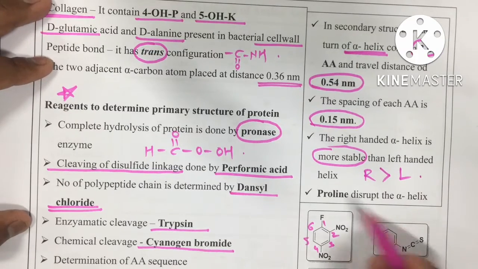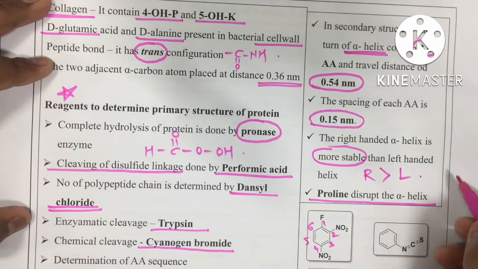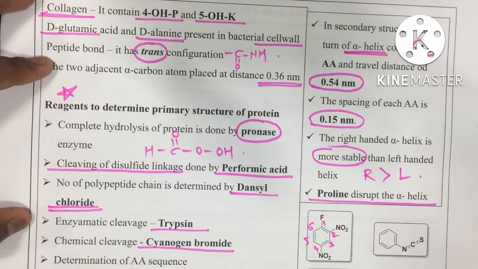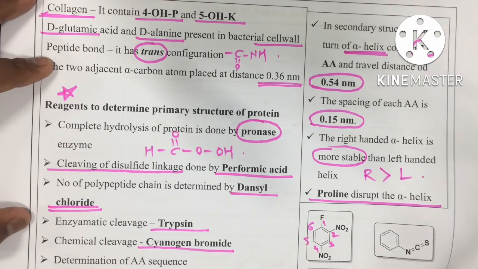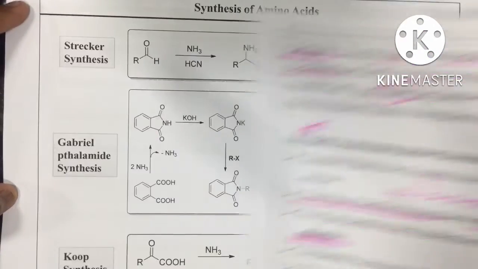And the last one, proline disturbs the alpha helix. Why? Because this is the only amino acid having the secondary NH group. All the other amino acids have the NH2 group. Proline is the only amino acid which has the secondary NH group.